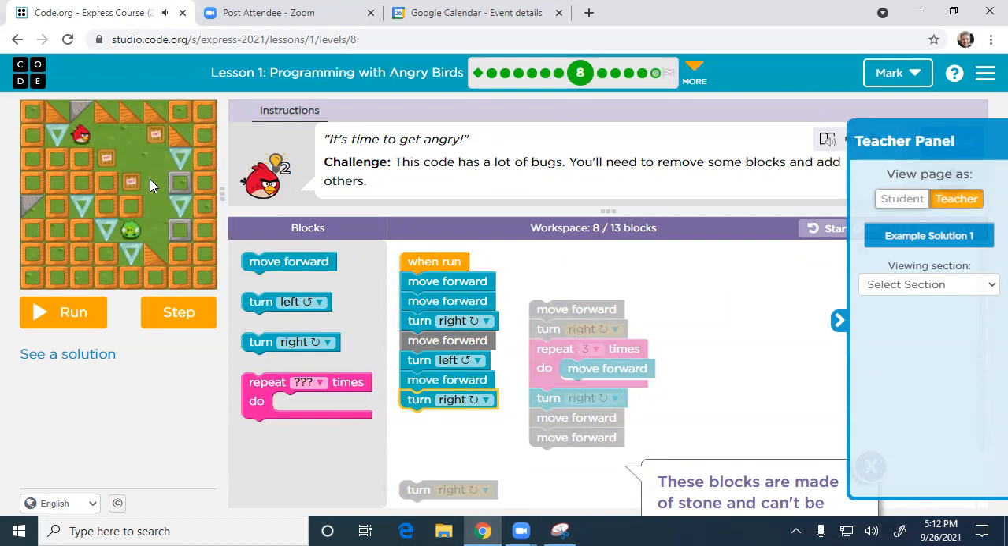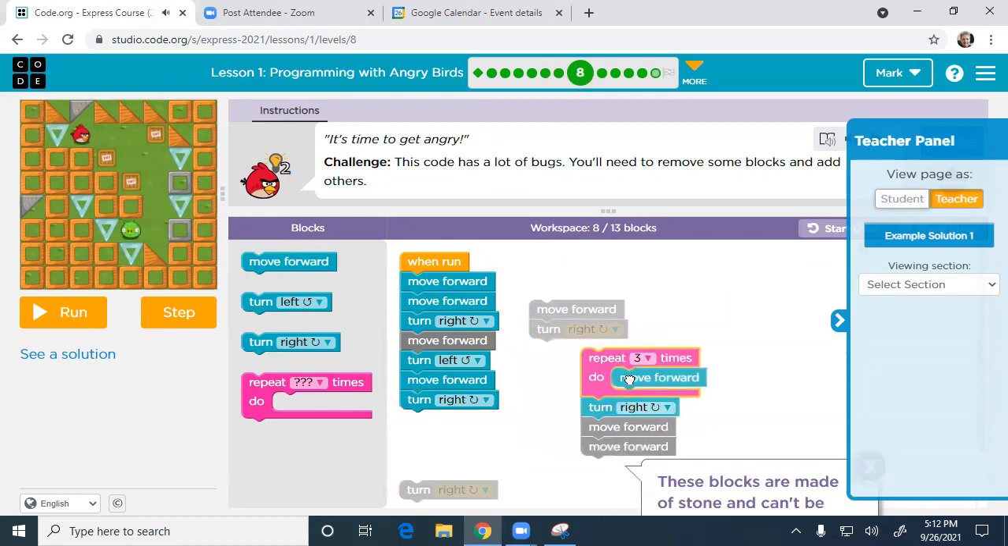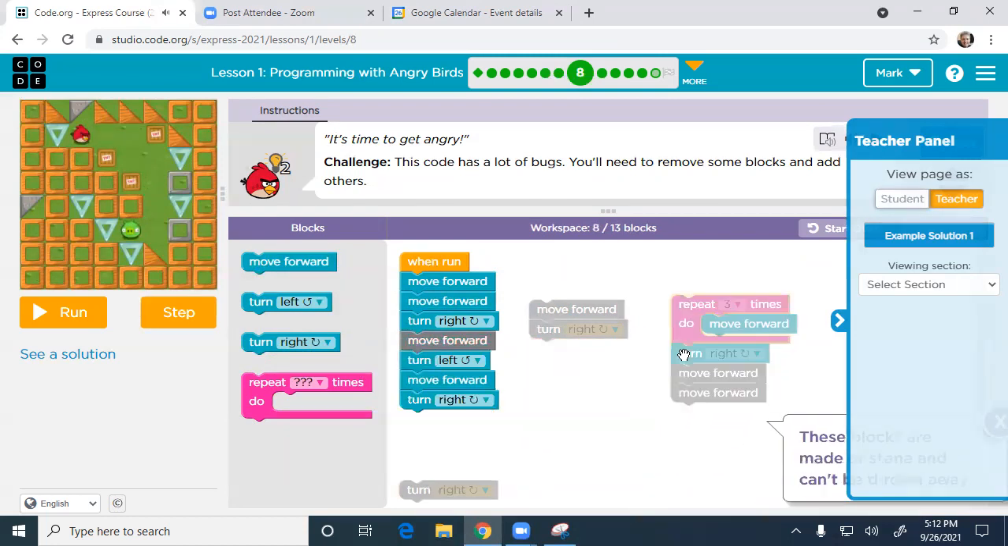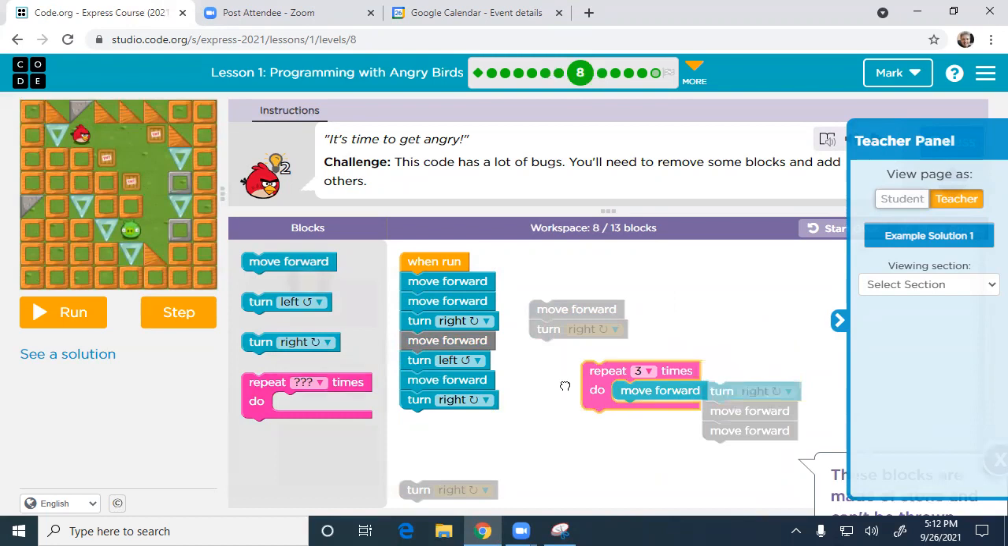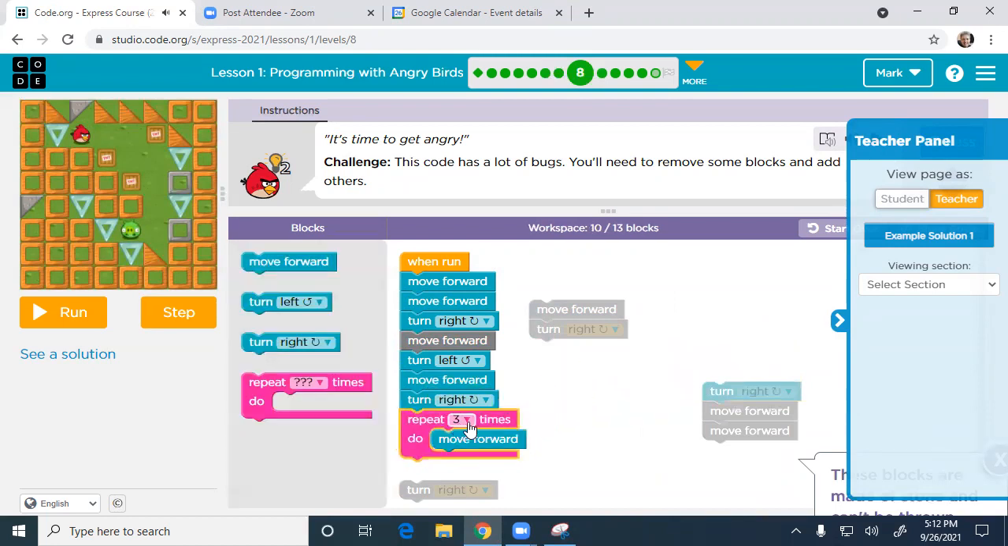Now I'm going to move forward 3 times: 1, 2, 3. So that's why I do this repeat thing. With the repeat, you can say the number of times here: 3 times.